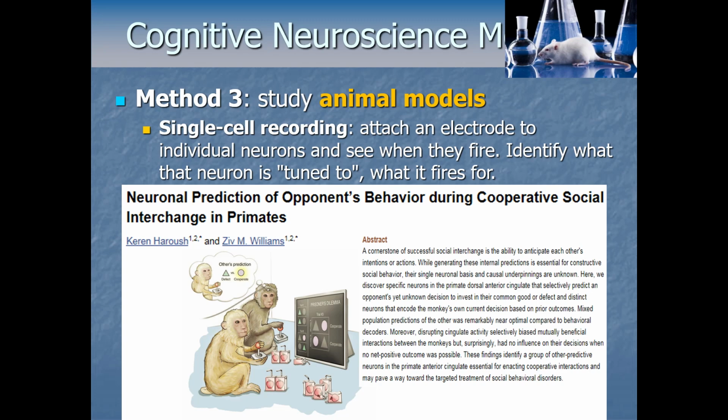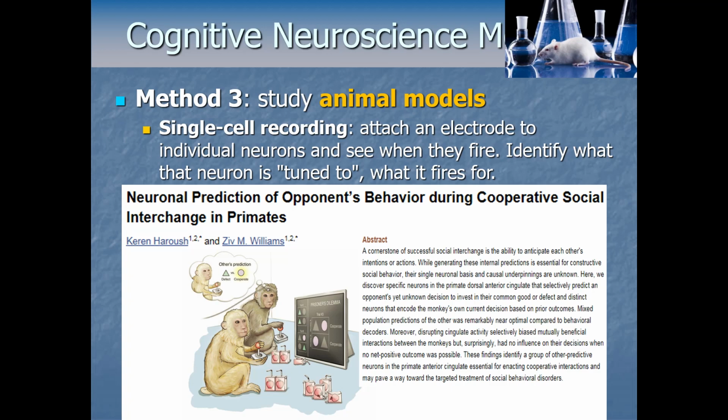And also, they identify specific neurons that encode the monkey's own current decision, just based on the prior outcomes, working with this partner. So basically, in this study, they recorded from individual neurons, and they found individual neurons that seemed to encode a prediction of what their partner would do in a prisoner's dilemma sort of game, basically predicting if their partner would betray them or cooperate in this game. And also they found individual neurons that seemed to predict what they themselves were going to choose soon afterward.